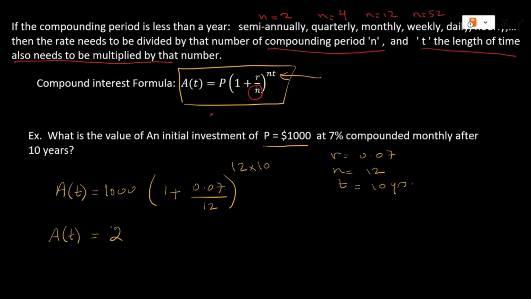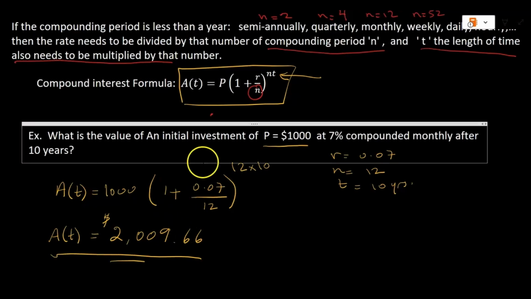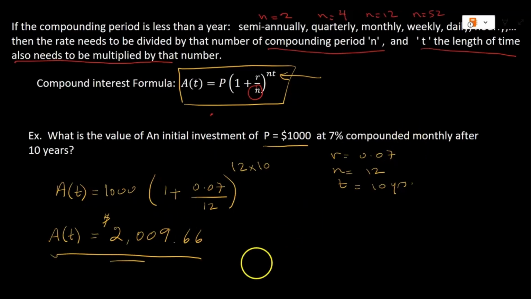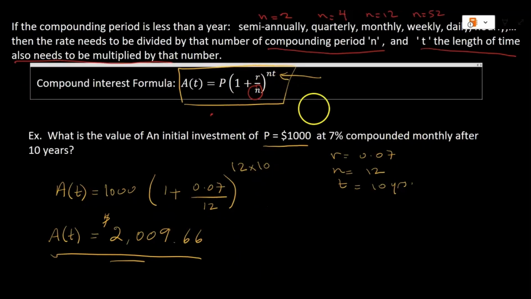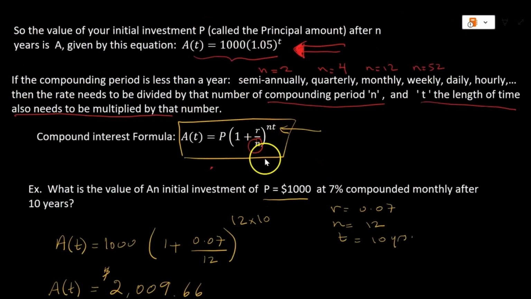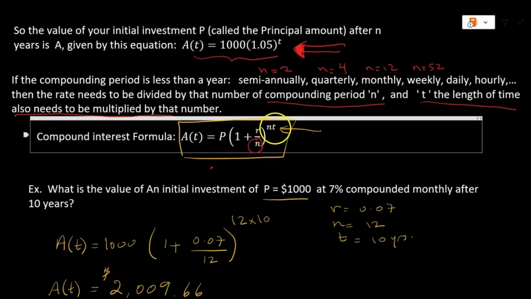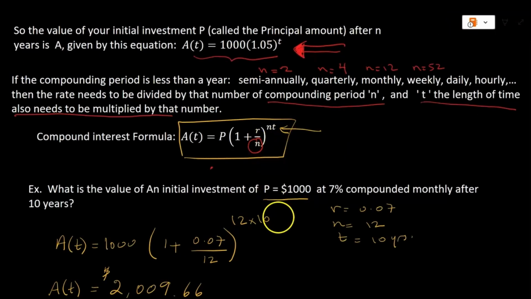And I got $2,009.66. That is the accumulated amount of that initial investment of 10,000 at 7% compounded monthly after 10 years. All right, so pay attention to this formula and how you put in the values for each variable. It is very crucial, and you don't make a mistake. Now remember, this is the exponent. You have to make sure you're using the exponent key on your calculator.